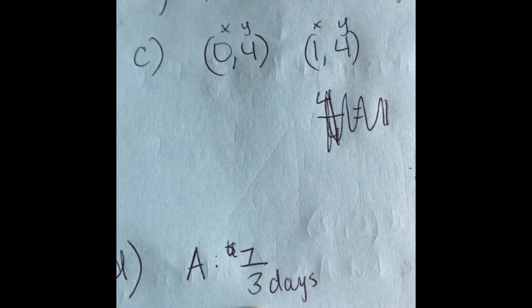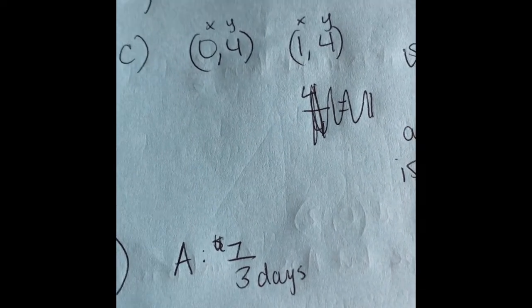And I will show you what these look like. So this is A slope, $7 over 3 days. And C was negative 3 over 10, because you go down 3 and then to the right 10, for part D.